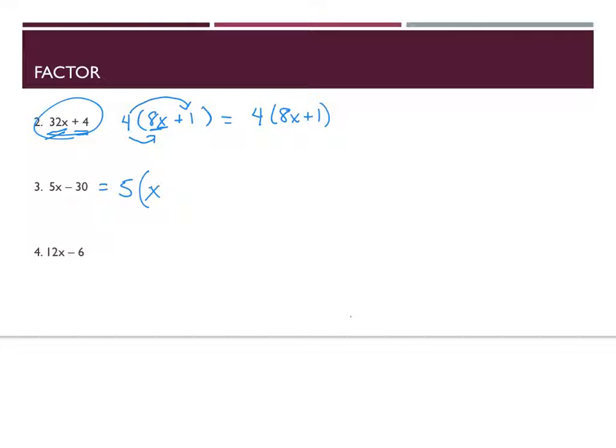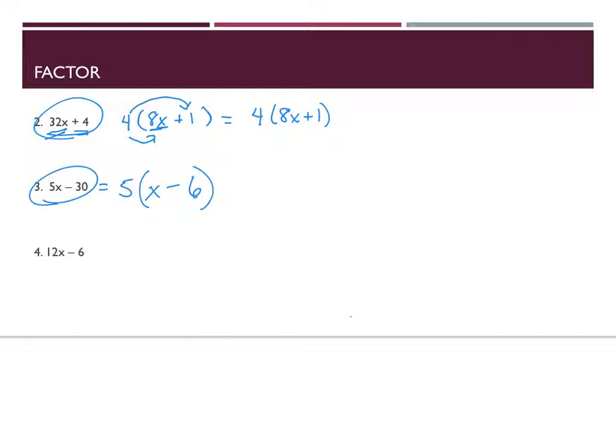Now how am I going to get a negative 30? I have a positive 5. I need to multiply positive 5 times negative 6 to get negative 30. If you want to check yourself, and it's really nice when you're able to check yourself, go ahead and do the distributive property to your answer to make sure this is what you get.